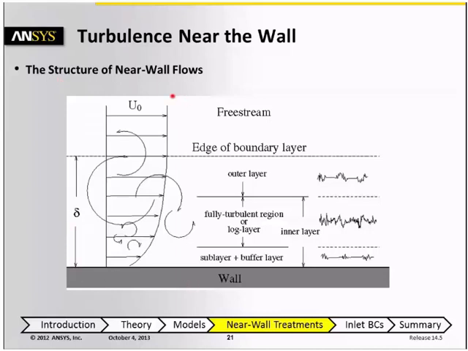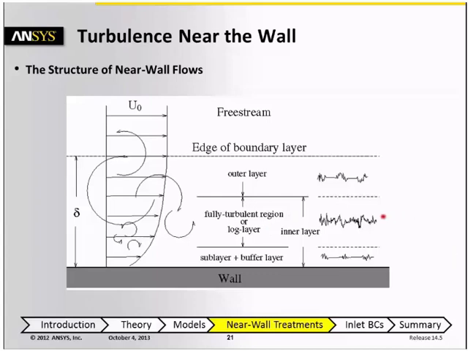In the graphic, you can see the velocity profile in the boundary layer. The boundary layer thickness delta is the location at which the velocity reaches 99% of the free stream value. The boundary layer consists of an inner layer and an outer layer. The inner layer also consists of regions. So we have A, the viscous sublayer, where viscous effects dominate momentum transport, and the buffer layer, where turbulent effects become increasingly important, and B, the fully turbulent region, or log layer, where turbulence is the dominant mechanism for momentum transport.